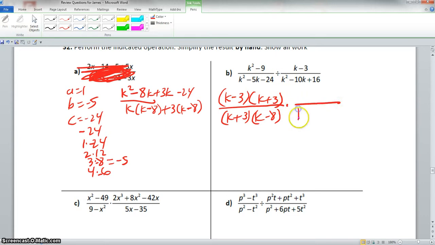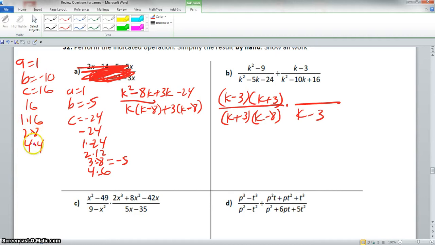Now, we know in our denominator we had k minus 3. But our numerator, we have the same situation here. We need to do the a, b, and c. So a is 1, b is negative 10, and c is 16. So we multiply a and c, that's 1 times 16, which is 16. And we write out the factors of 16, which is 1 and 16, 2 and 8, and 4 and 4.